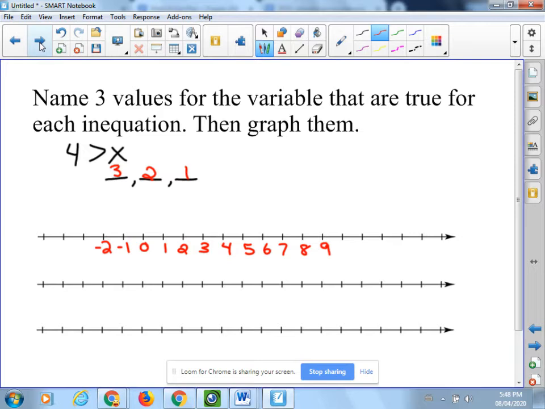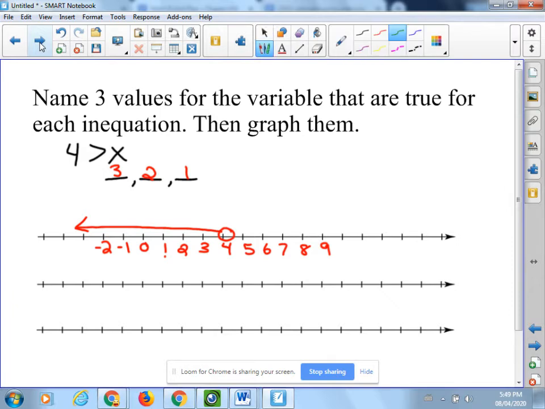Now I told you those circles are going to be used because I do not have an equal sign in this inequation. I'm going to put an open circle over top of the 4 because it does not equal 4. I need to draw an arrow that shows the possible answers, because it could be anything smaller than 4. Because 3, 2, and 1 were all possible answers, I'm going to draw an arrow going this way, showing that all the numbers on the left of the 4 could be correct solutions for this problem.